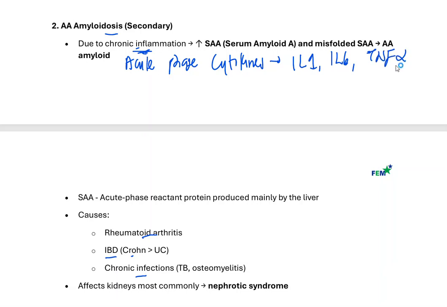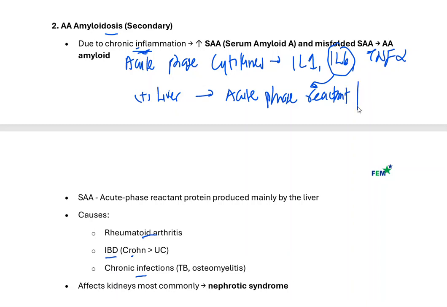TNF alpha. So these are all examples of acute phase cytokines. And particularly this interleukin 6 is going to go and stimulate the liver to start to produce what? Acute phase reactant, right? Or acute phase protein. And then one of those acute phase proteins is the serum amyloid, right? And because we're producing tons of this serum amyloid, they're going to be misfolded.